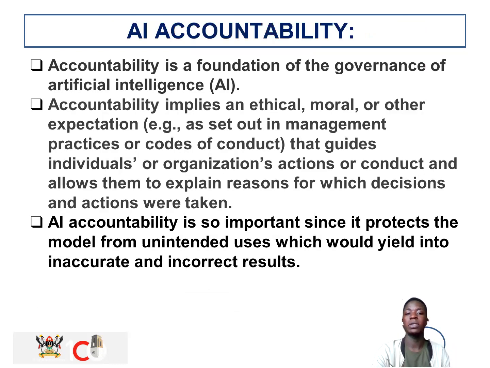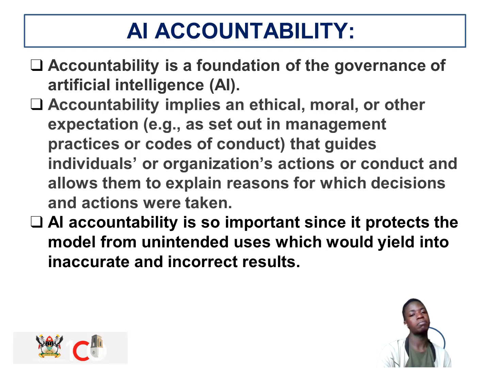Then we go to AI accountability. By definition, accountability is the foundation of governance of artificial intelligence. Accountability implies ethical, moral, or other expectations, e.g., as set out in a management practice or code of conduct, that guide individuals' and organizations' actions or conduct and allow them to explain the reasons for which decisions and actions were taken. AI accountability is so important since it protects the model from unintended usage, which would yield inaccurate and incorrect results.